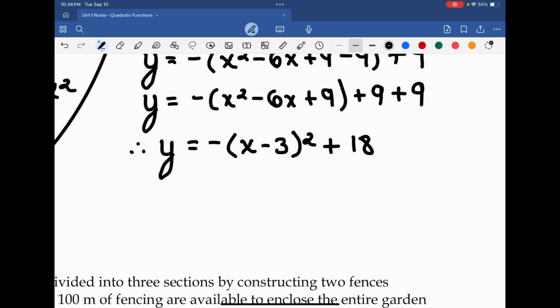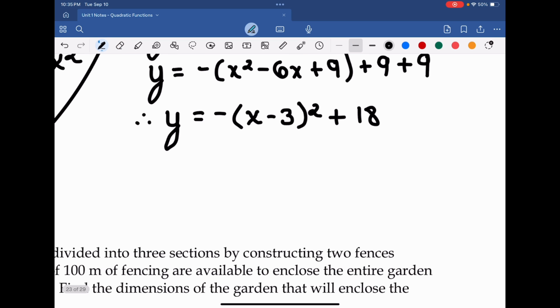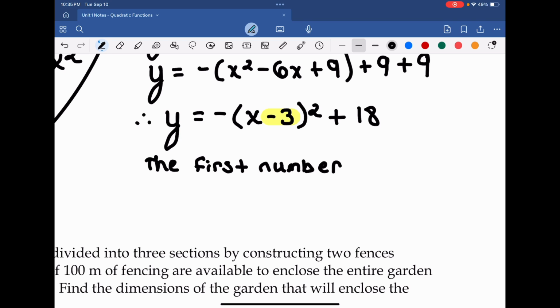Now, this all has very, very specific meaning here. Let's pull this apart. First and foremost, this negative 3, and I'm going to highlight it using maybe yellow, when we look in the brackets, it's actually the opposite of what we see. If it's negative, it's actually positive. So therefore, we know the first number is actually 3, because x equals 3. At the maximum point, x equals 3.